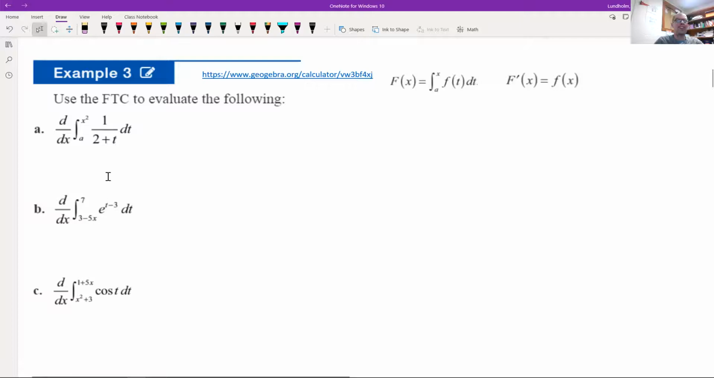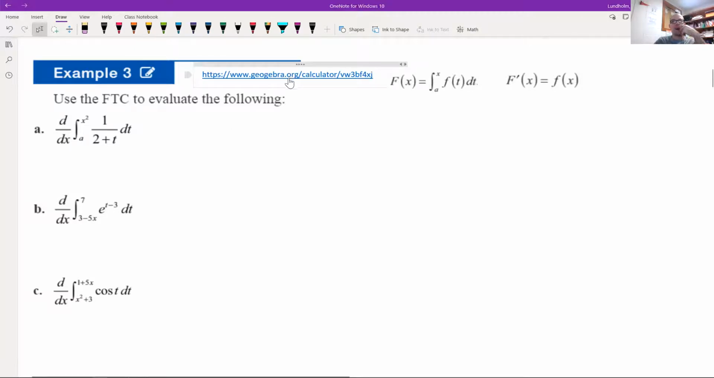So let's ask the question, what does it look like when we put x squared in a boundary rather than just x? So we're going to look at the function 1 over 2 plus t. We're going to be taking an integral where the first boundary is at some constant a, and the second boundary is at x squared. And then once we've defined that area function, we're going to take the derivative of that area function with respect to x.